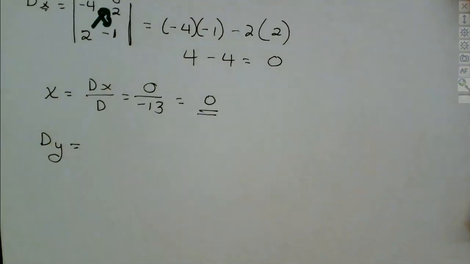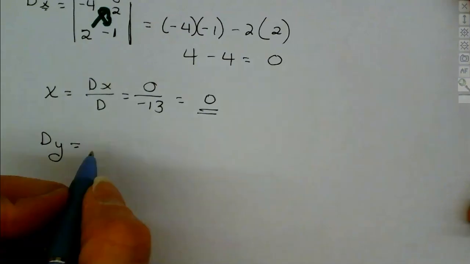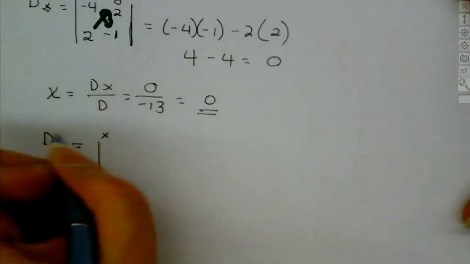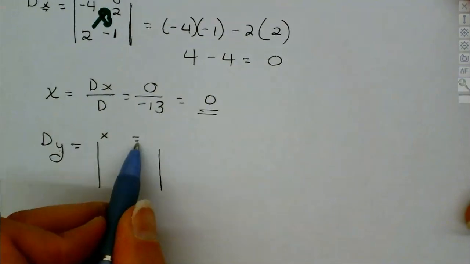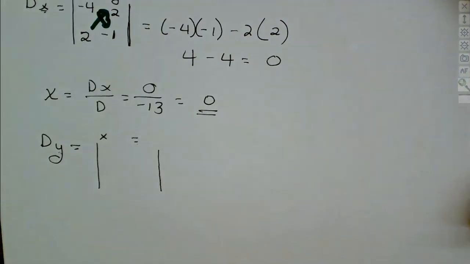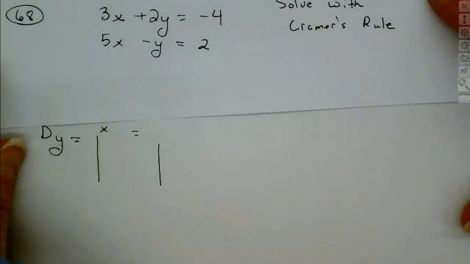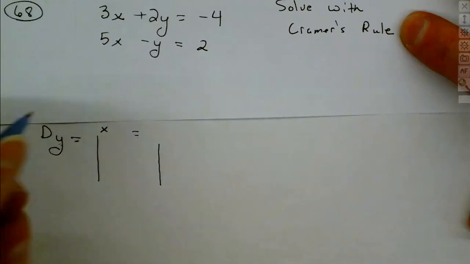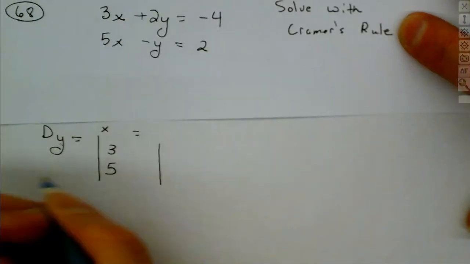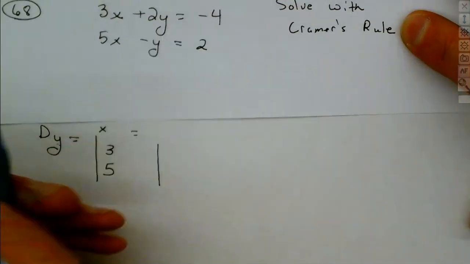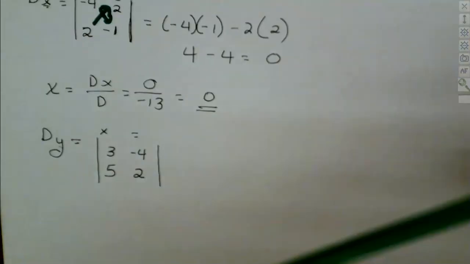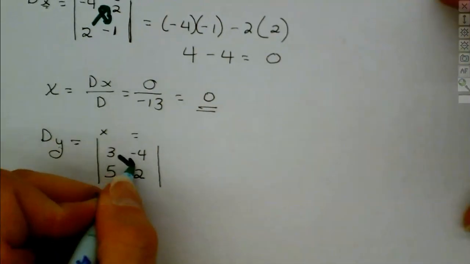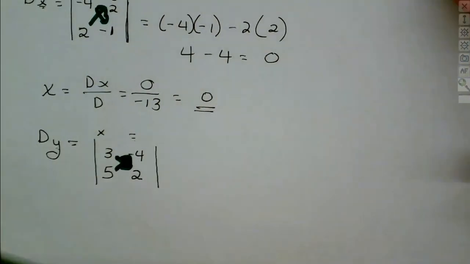Now, what do we still have to find? dy. And what is dy? Okay, dy is x, and then we replace y with what? The equals, because this y gets replaced with the equals. So when I go back and look, let's fill it in here. We're going to fill in our pieces. So that is 3 and 5 looking down. We replace the y with minus 4 and what? Positive 2. Now use the cross multiplication technique again to find these determinants.